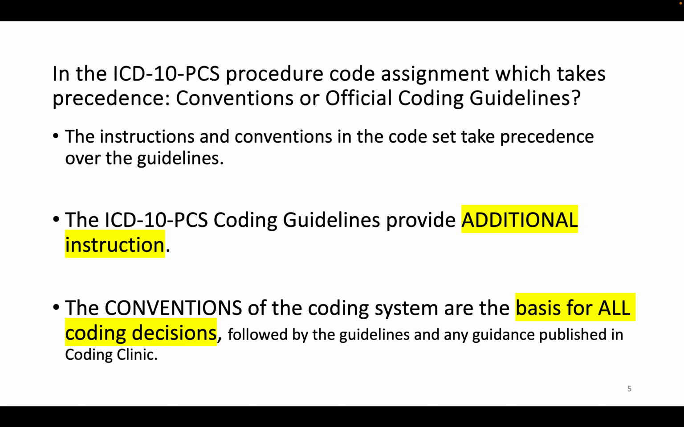In the ICD-10-PCS procedure code assignment, which takes precedence, the conventions or the official coding guidelines? The instructions and conventions in the code set take precedence over the guidelines. The ICD-10-PCS coding guidelines provide additional instruction. The conventions of the coding system are the basis for all coding decisions, followed by the guidelines and any guidance published in the Coding Clinic.